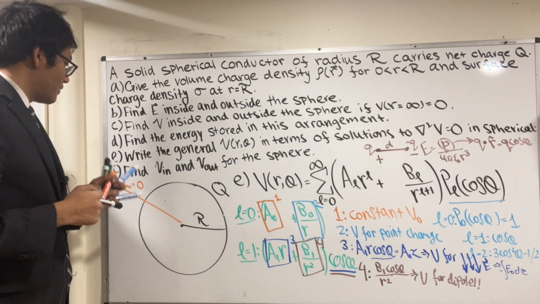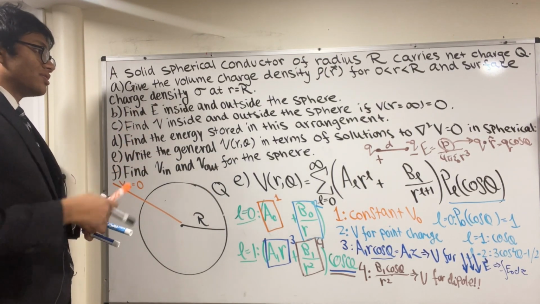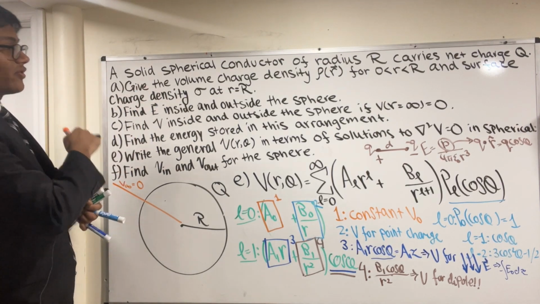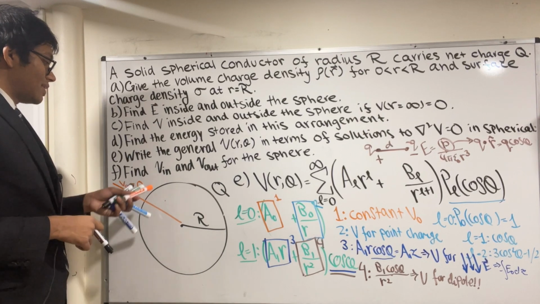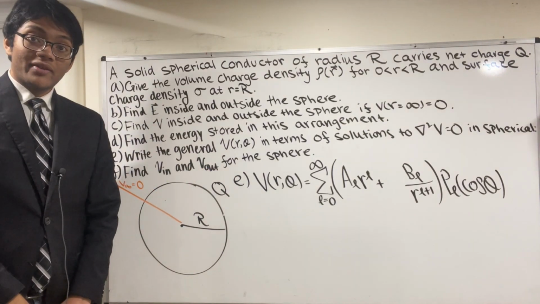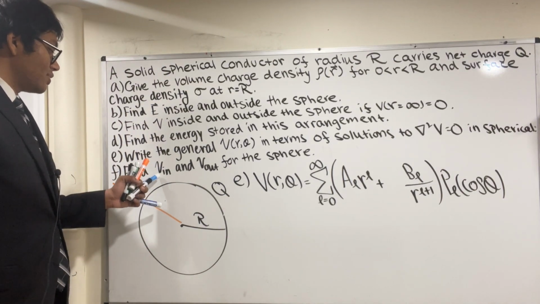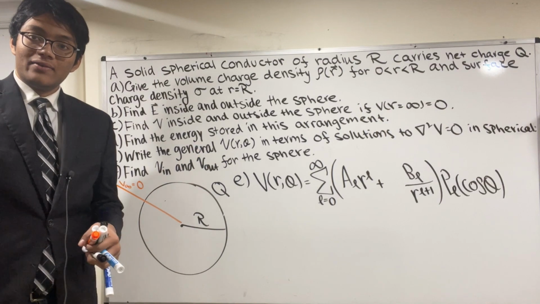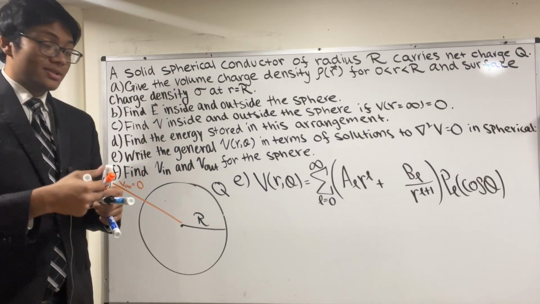So now that we have dealt with part E, the general electric potential in terms of solutions to Laplace's equation in spherical coordinates, let's take a look at part F. Find the electric potential inside and the electric potential outside for the sphere. All right, folks, let's start part F. So, what is the electric potential inside and outside the sphere?